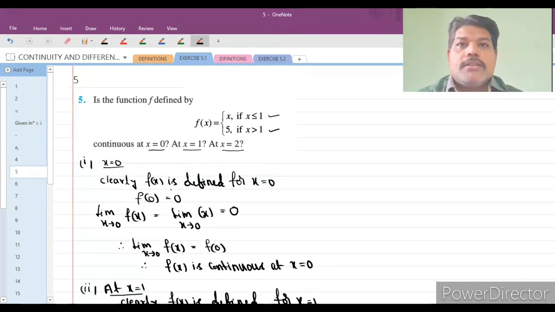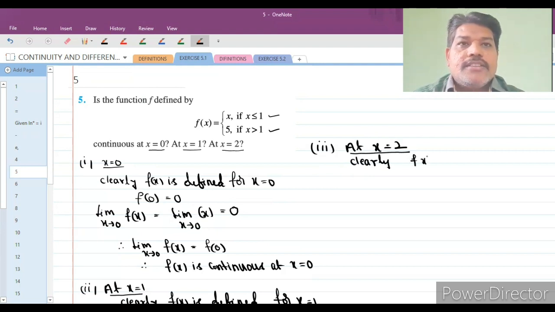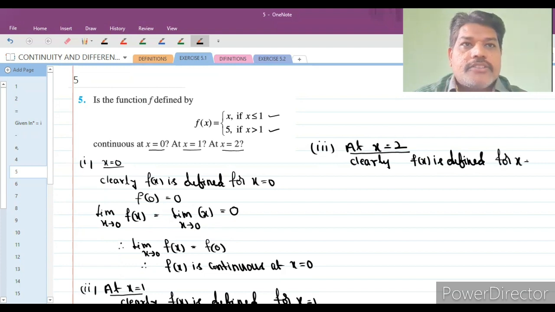See that one, the third case. What is the third case, students? The third case is that we have to calculate at x equal to 2. In this case, how can you prove this? Similarly to case 1, first clearly f of x is defined for x equal to 2.